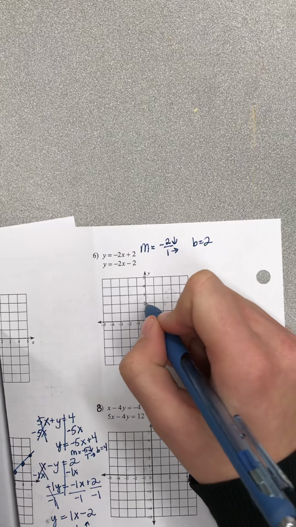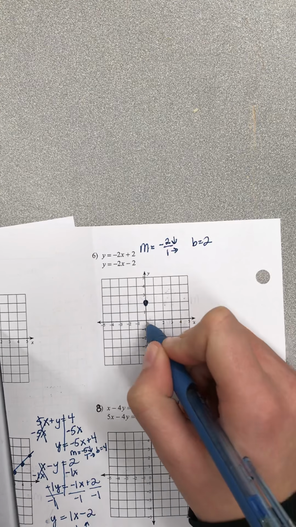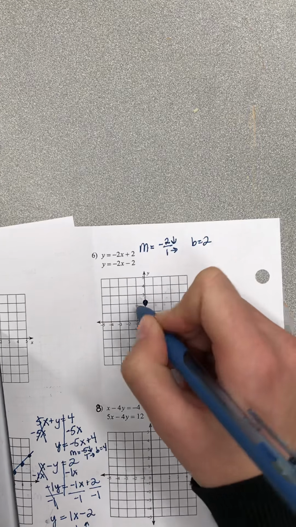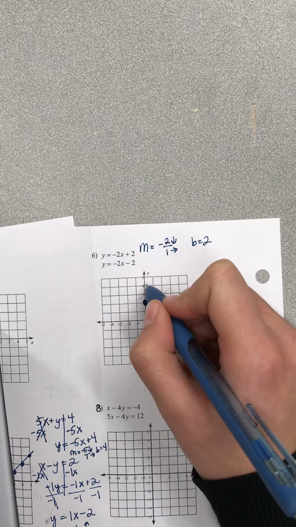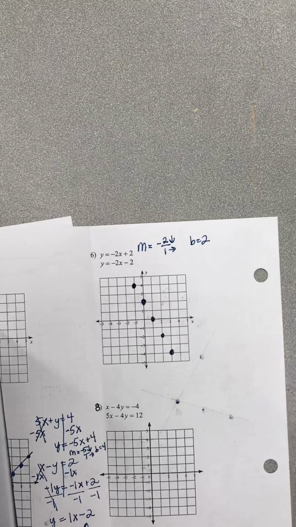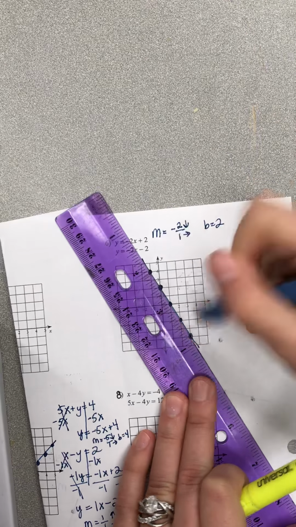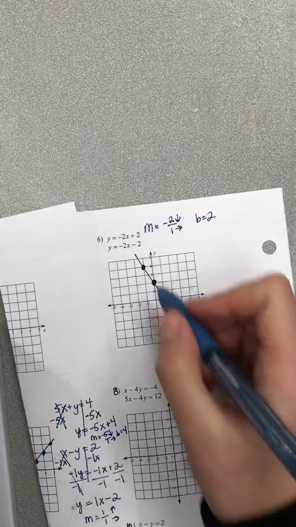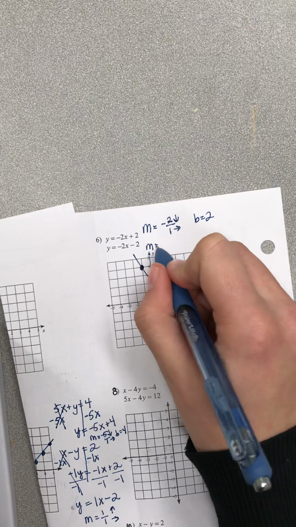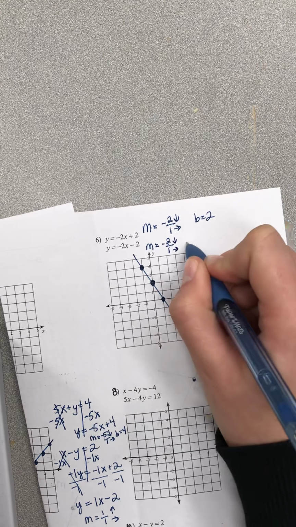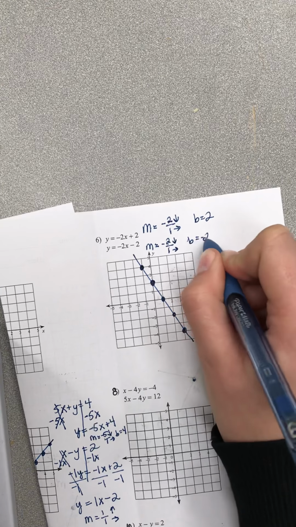So I'm going to plot 2. I'm going to go down 2, right 1, down 2, right 1, down 2, right 1. The opposite of down and to the right is up and to the left 1, and you want to graph your line. The bottom equation is also in slope-intercept form, so my m is negative 2 over 1, which is down 2, right 1, and my b is negative 2.